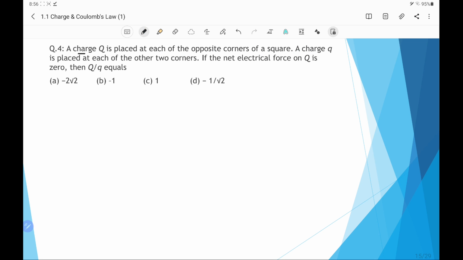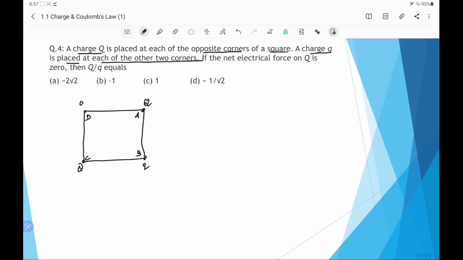Next question. Charge Q is placed at each of the opposite corners of a square, and charge q, small q, is placed at each of the other two corners. That means a square is given, say A, B, C, D, and on A and C, these are the opposite two corners, charge Q is placed, and on the remaining two corners, charge small q and small q are placed.